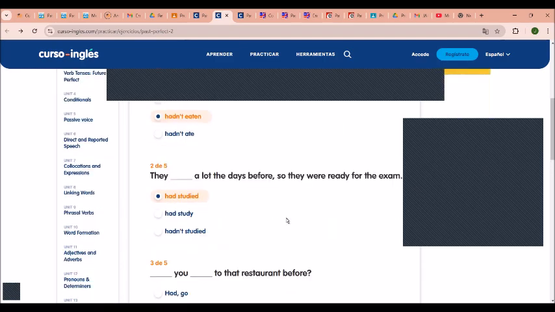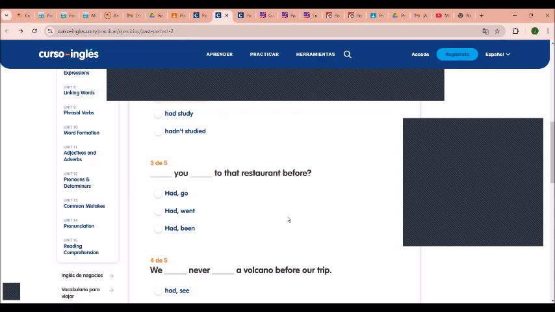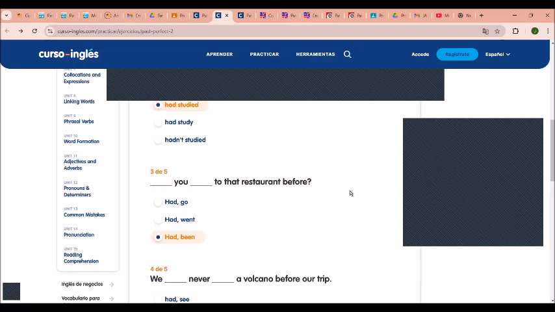Let's keep going with Yetzi. Number three. Have you been to that restaurant before? Had you been to that restaurant before? Nice. Right? Continuing with Angel, number four.